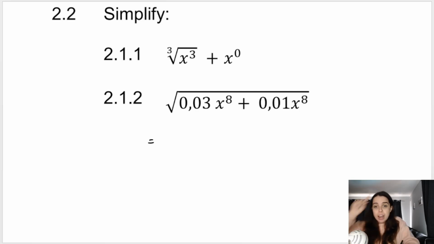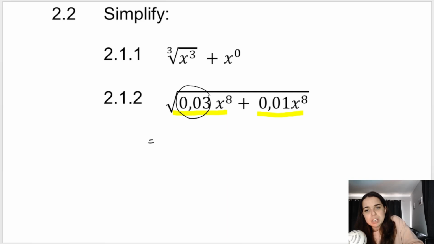Underneath the square root, I have two terms, 0,03 x to the power of 8 and 0,01 x to the power of 8. Can I simplify those? Yes, I can. Can I add these two together? Yes, I can. How do I know I can add them together? Because they're like terms. This often confuses a lot of my grade 8s and my grade 9s. They'll say, ma'am, but this number, 0,03, is different to 0,01. Why are they like terms?